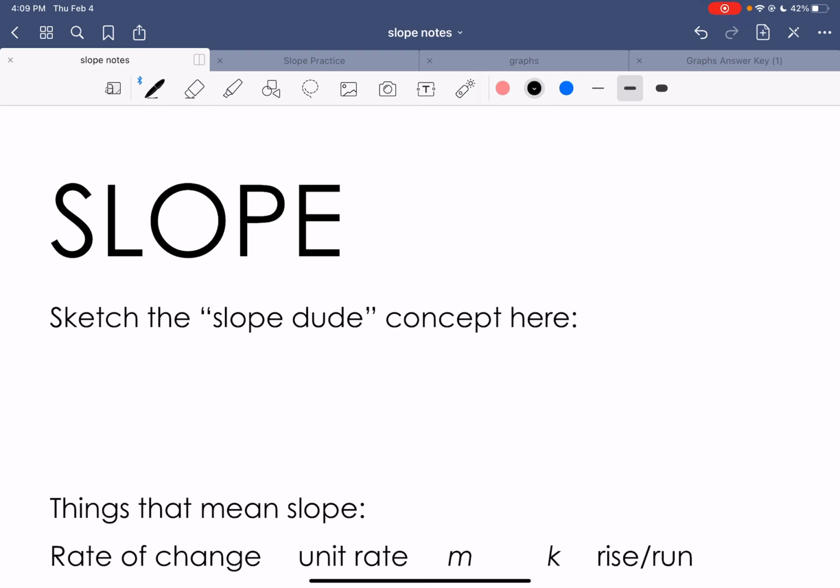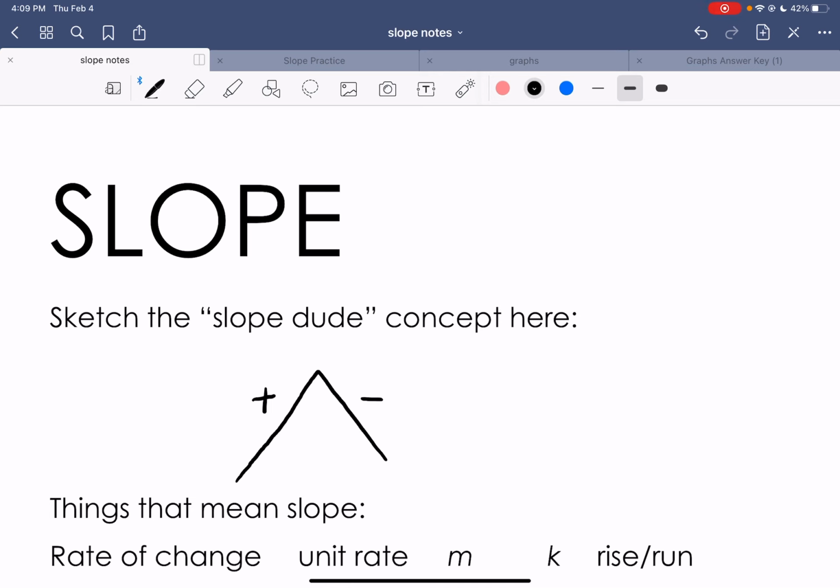So yesterday you watched the concept of slope dude, or you watched the video, and what I'm going to do is sketch the concept that he talked about. So he goes skiing, and he's going up the mountain, and he's working hard, so he's saying puff, puff, positive here, so that is a positive slope. And then he gets to the top and he goes down and he says, nice, negative. Okay, that's our negative slope.